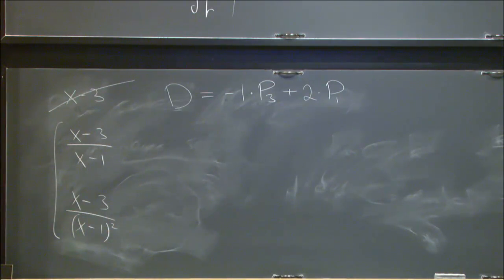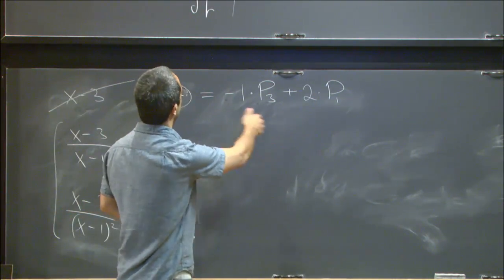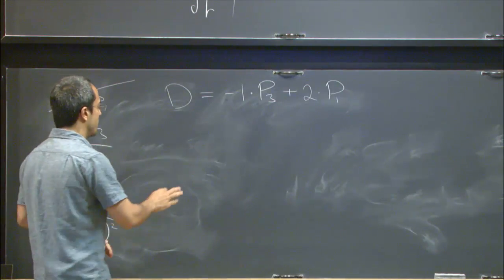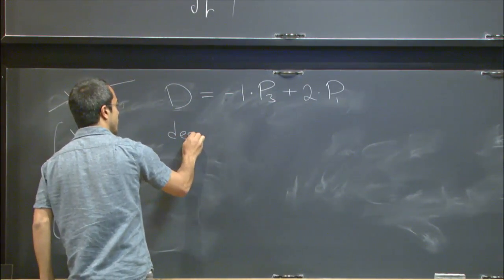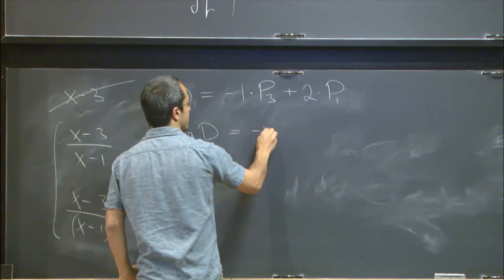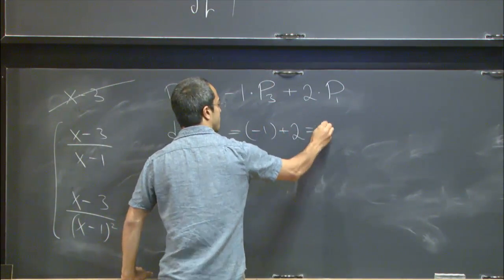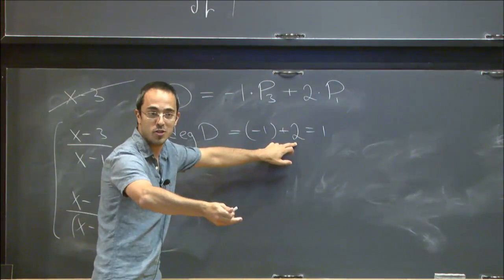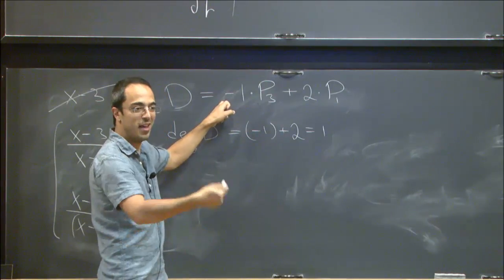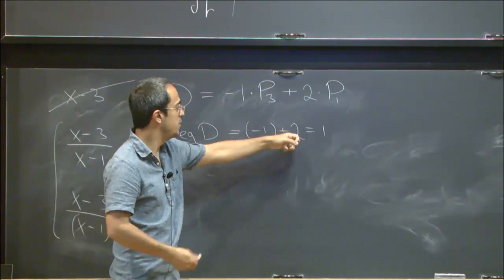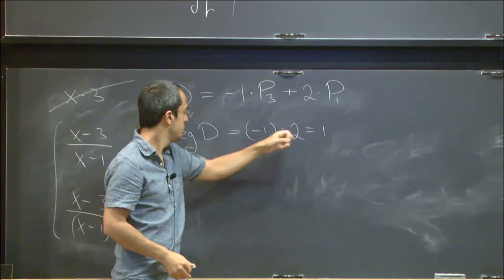And then you can just translate any such question to a divisor, just a formal sum. Nothing deep happened here. But it's nice because now you can define the degree of a divisor. So the degree of this divisor is just minus 1 plus 2, which is 1, which measures how much you allow versus how much you require. The minuses are taking requirements, and the pluses give you some freedom. So this is the amount of freedom that you have. This is the degree of a divisor.